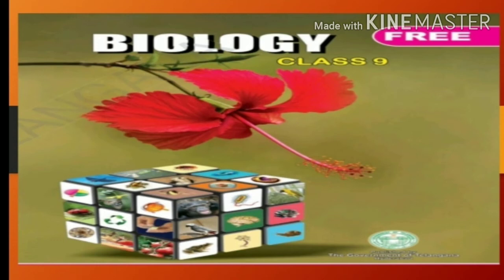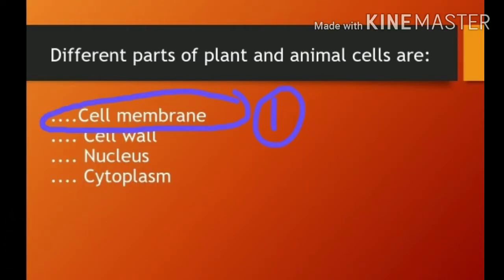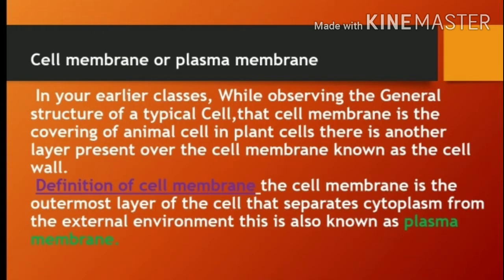Hello friends, in my earlier video I have given a brief introduction about the cell, its structure and functions, right? In that we were studying about the typical plant and animal cells, right? Now we are going to see the cell membrane, its definition, and study it in detail. From the different parts of plant and animal cells, the cell membrane plays a vital role.